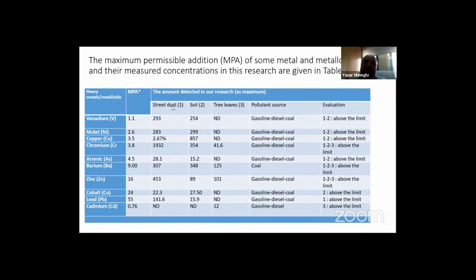Vanadium in street dust and soils is above the limit. For example, copper in street dust and soil is above the limit. Arsenic in street dust and soil is above the limit, and others.